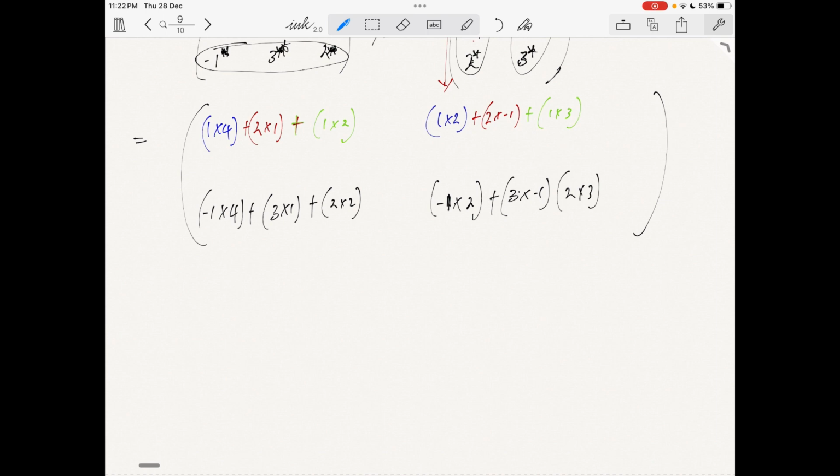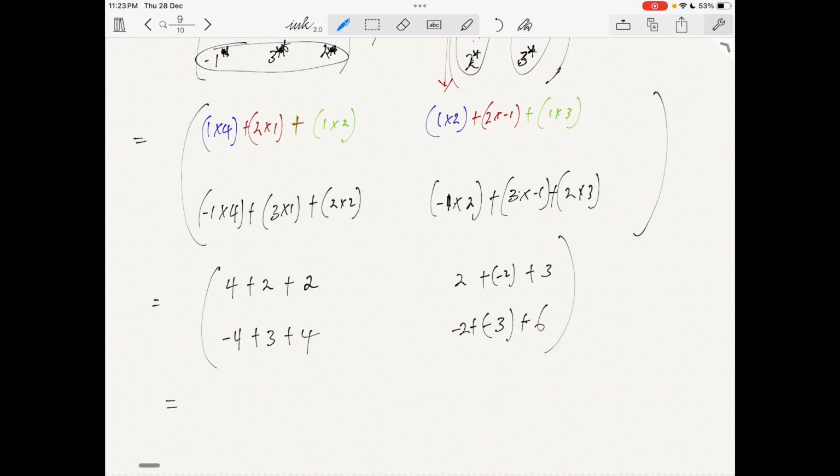Now, having done this, we can evaluate and say 1 times 4. Okay, that will give us 4 plus 2 plus 2, and this will give us 2 plus -2. Okay, plus 3, and this will give us -4 plus 3 plus 2 plus 4, and this will give us -2 -3 and plus 6.